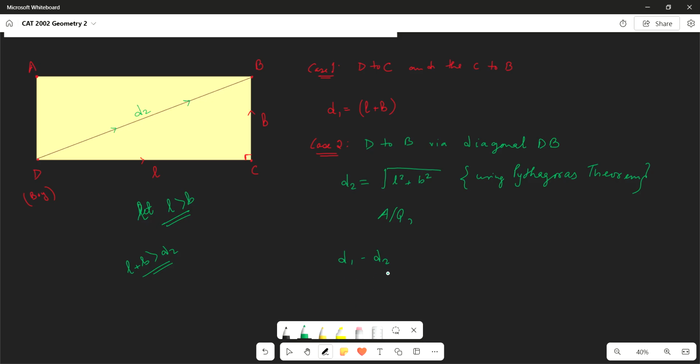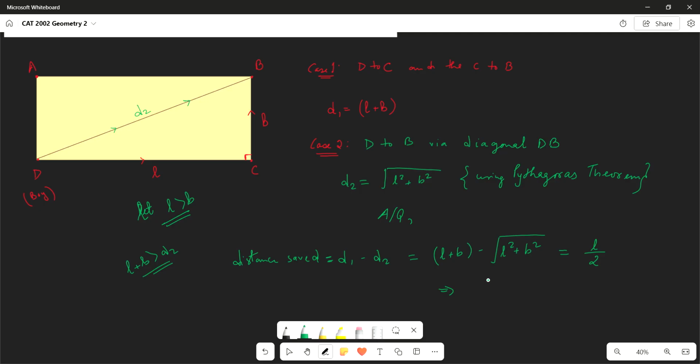Now D1 minus D2 will be basically L plus B minus the square root of L square plus B square. This is the distance saved, the extra distance that he did not travel when going from D to B, compared to the summation of the two sides. And as per the question, this is equal to half of the longer side. Simple.